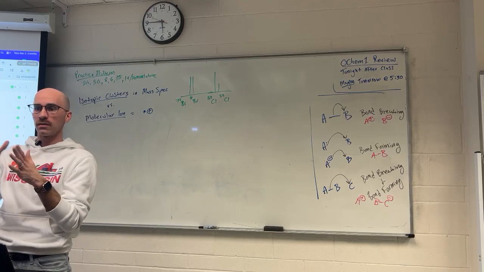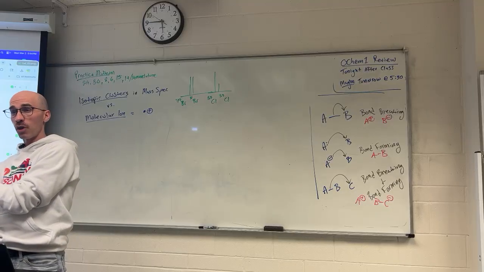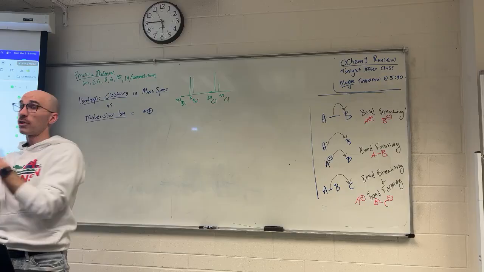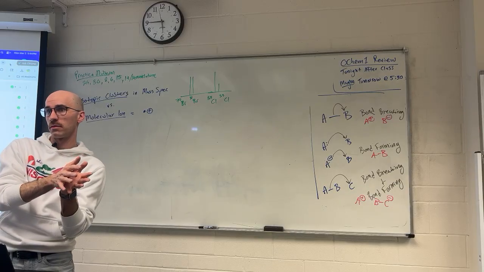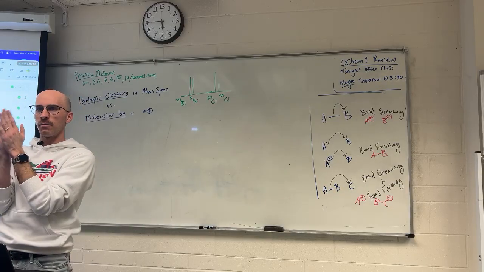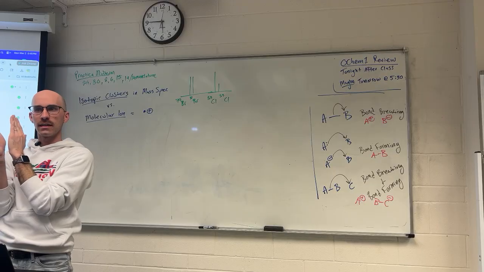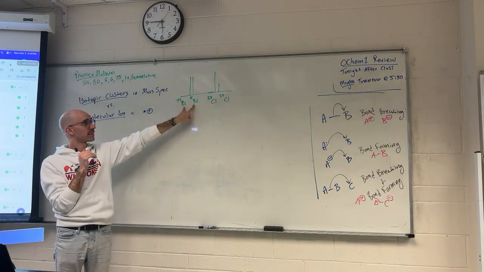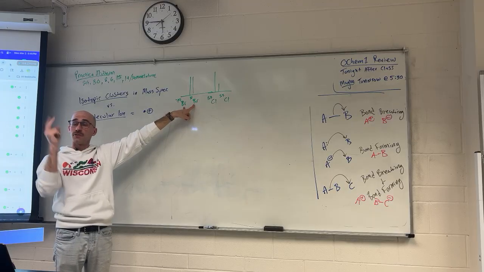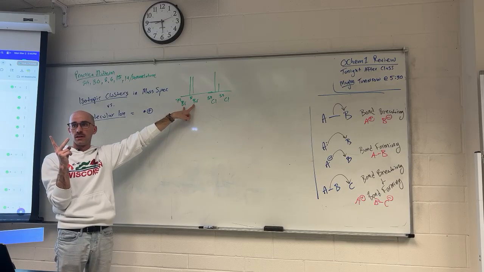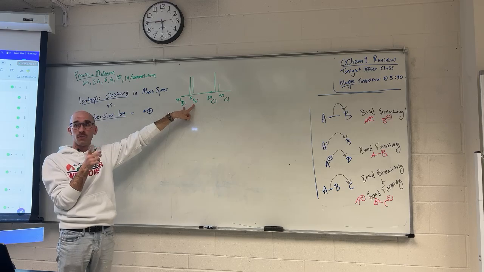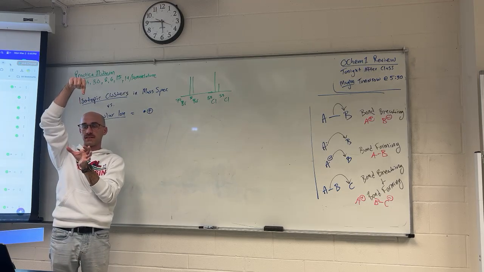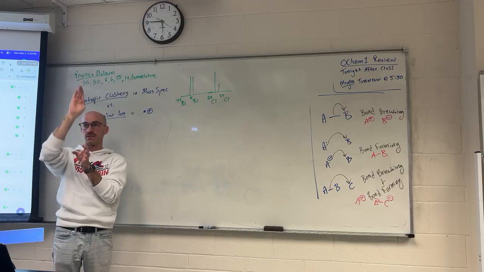If it's bromine, what are the odds that both are 79? What are the odds that both are 81? And then what are the odds that one is 79 and one is 81? Well, because these are basically 1 to 1, if I have 2 bromines in my structure, the odds of having one of each is the greatest. So that's the 1 to 2 to 1.